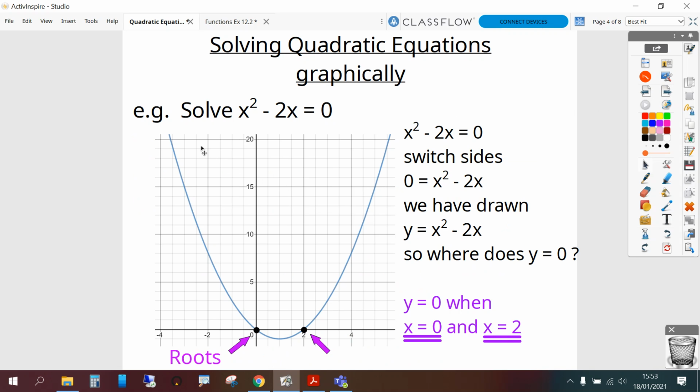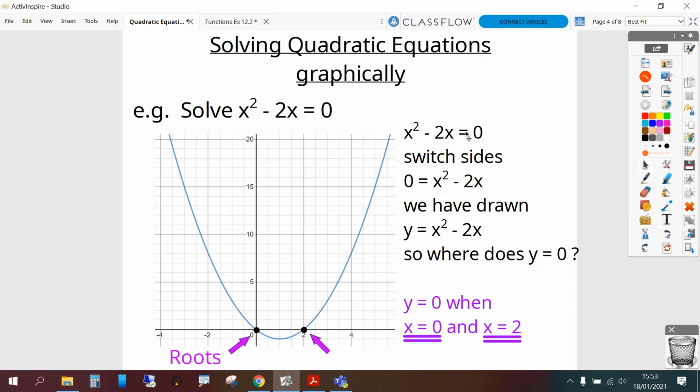So that graph plotted is there. So you can see that I'm highlighting the roots of this, and why am I doing that? Well, the roots are the solution. That is the answer for x.